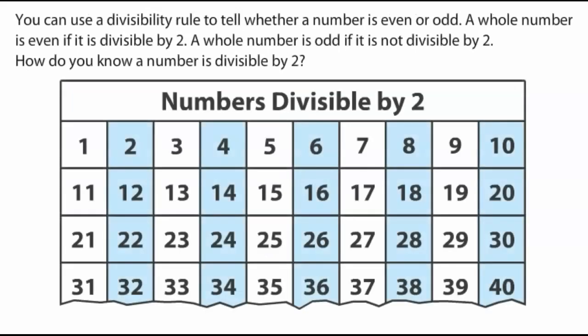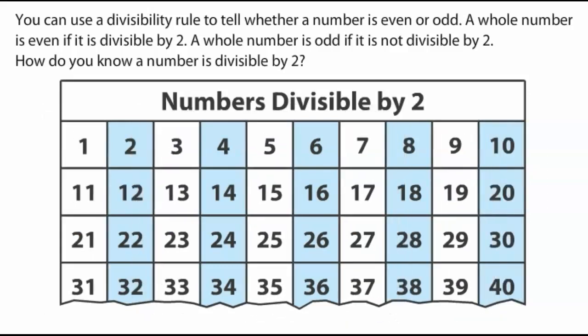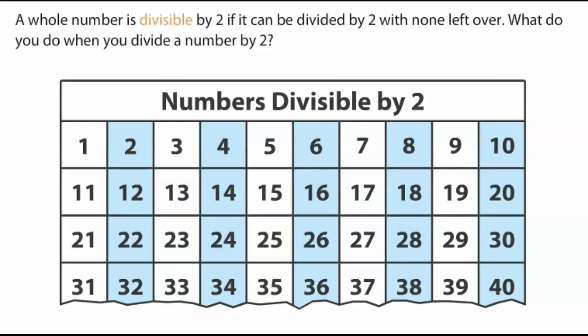You can use a divisibility rule to tell whether a number is even or odd. A whole number is even if it is divisible by 2. A whole number is odd if it is not divisible by 2. How do you know a number is divisible by 2? A whole number is divisible by 2 if it can be divided by 2 with none left over.